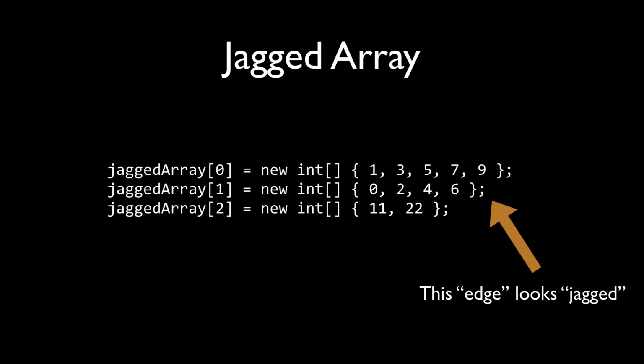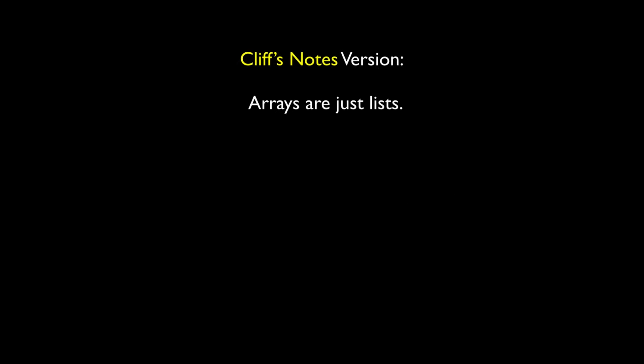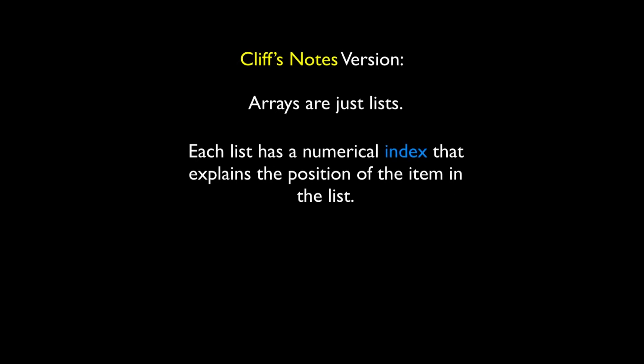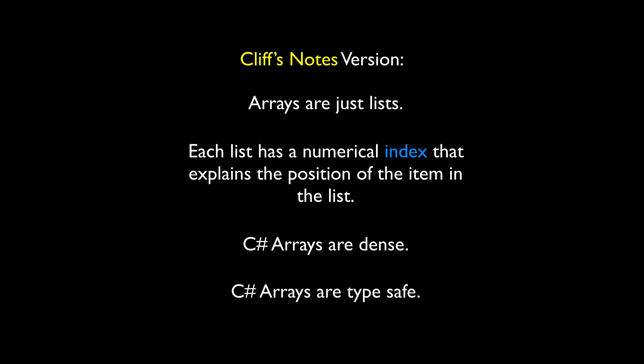Okay, so this is an important topic, so I kind of want to really hit these basics over and over again. Just to sum up what we've got so far, arrays are really just lists. There's a numerical index that explains the position of the item in the list. You need to remember that in C#, arrays are dense, meaning you have to have all of the positions in order. And C# arrays are type safe. We didn't say that explicitly, but pretty much everything in C# is type safe. So that's a pretty safe bet. If there's an exam question asking you whether or not arrays are type safe, then the answer is, of course, true. Okay, so that's arrays, and they're sort of the most basic form of collection that you can have.